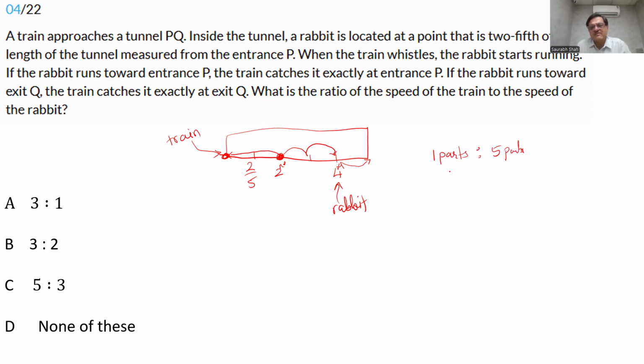So the ratio of the speed of the rabbit and the train is 1:5, and the train and rabbit would be 5:1. The speeds of the train and the rabbit will be in the ratio 5:1, which is not in the options, so none of these. The answer would be none of these.